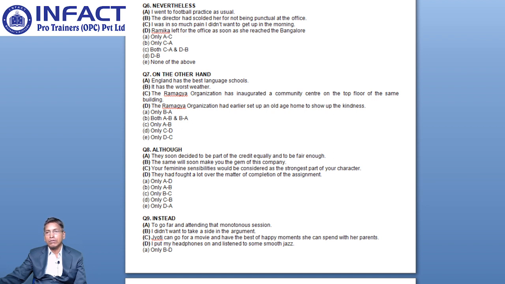So, from this, we can understand that A and B alone can be connected together. That is, England has the best language schools. On the other hand, it has the worst weather. So, A could be the right choice.